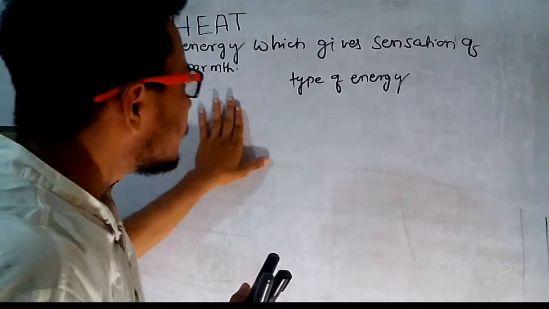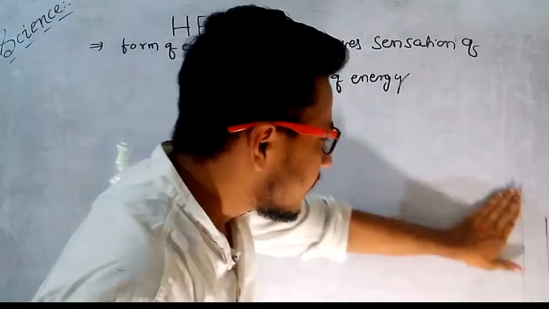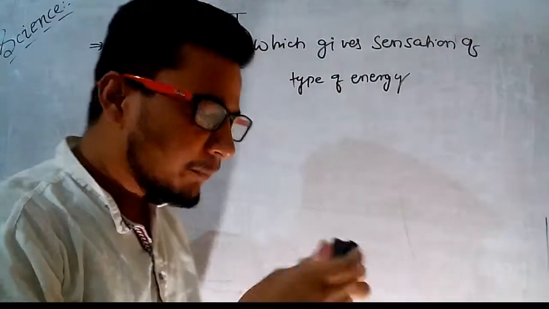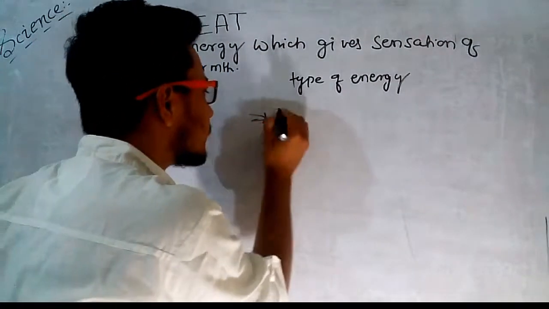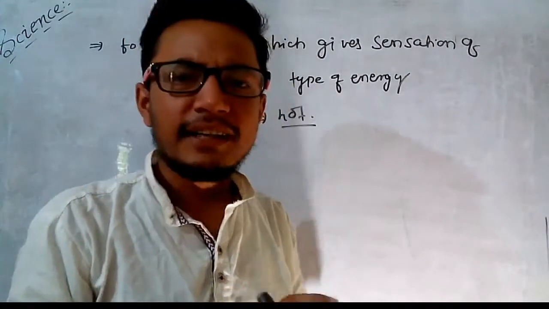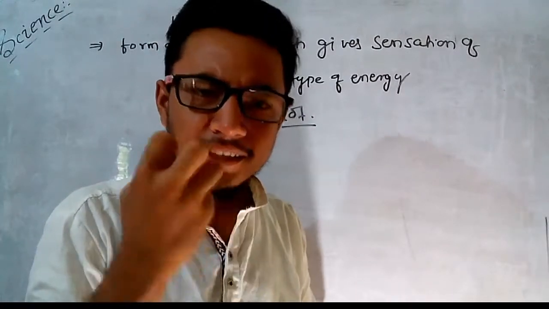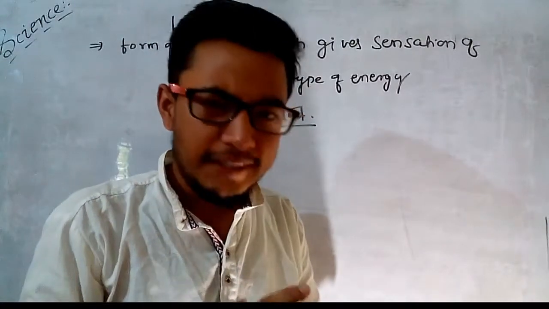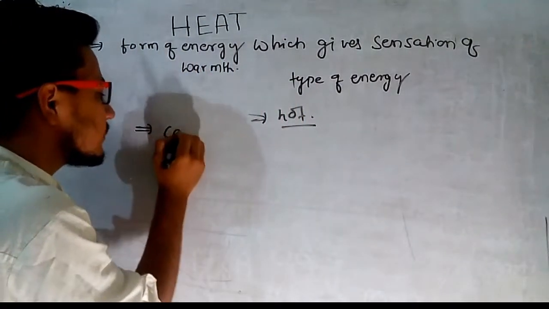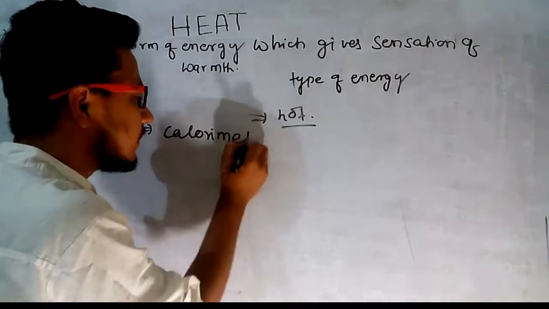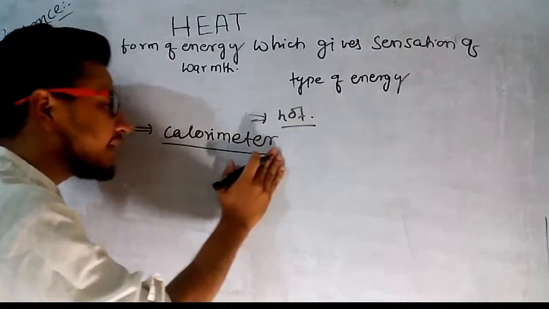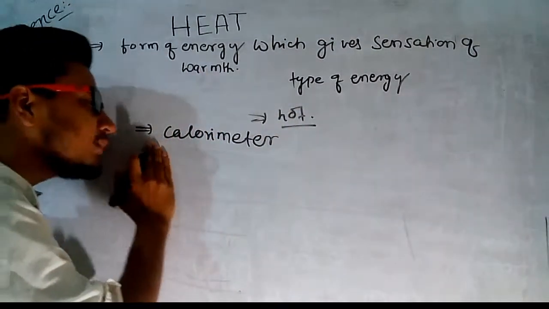And you know, heat is warmth. Heat gives warmth to a substance. It means it makes the substance hot. So when a substance is hot, we say that the substance or body contains heat, and heat is measured by an instrument, and that instrument is called a calorimeter.